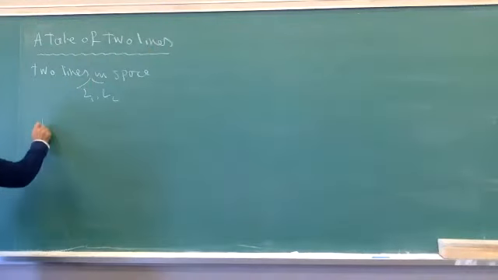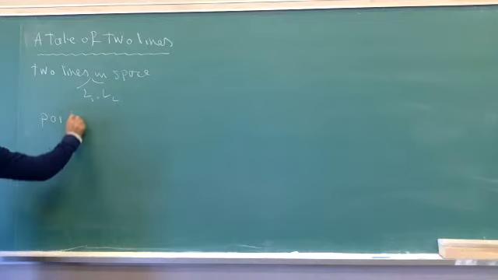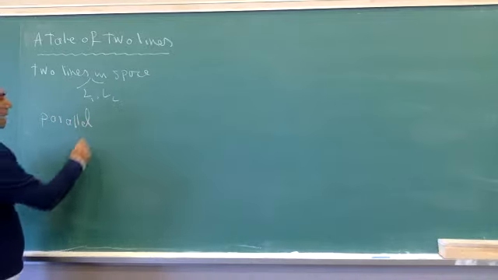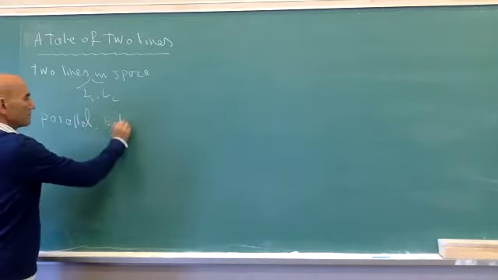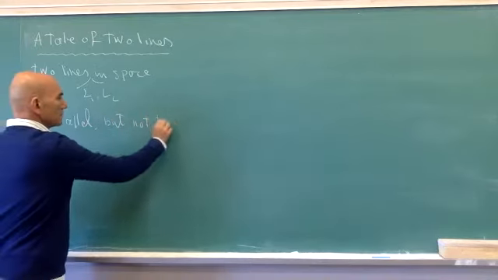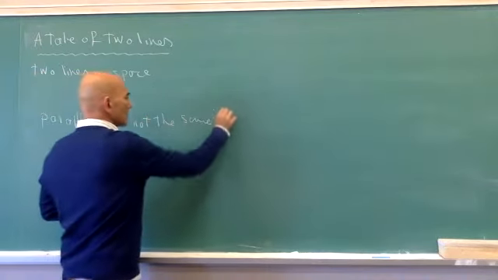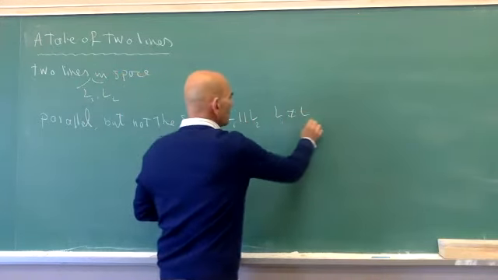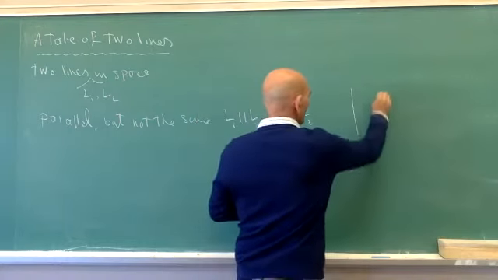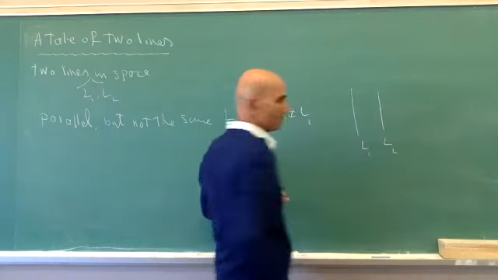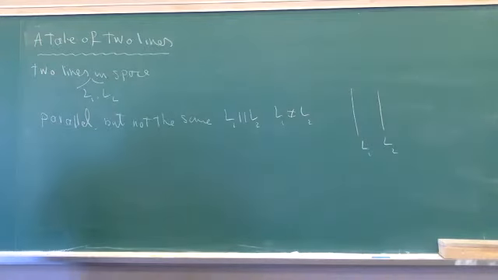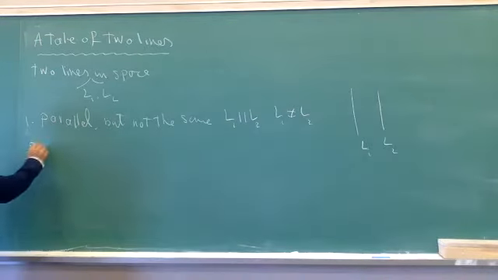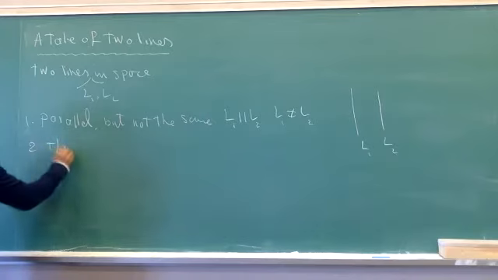Either they are parallel, but not the same. So L1 is parallel to L2, but L1 is different from L2. And the picture we have of this, of course, this is L1, this is L2. First case. Second case is that they are the same. I mean, 2 lines can be the same after all.